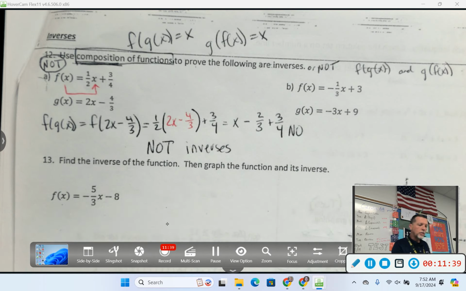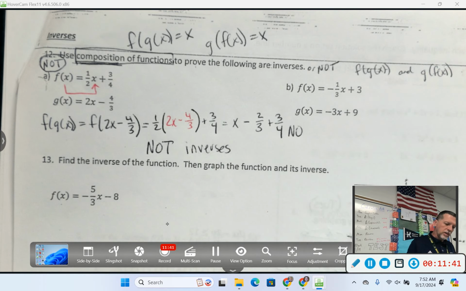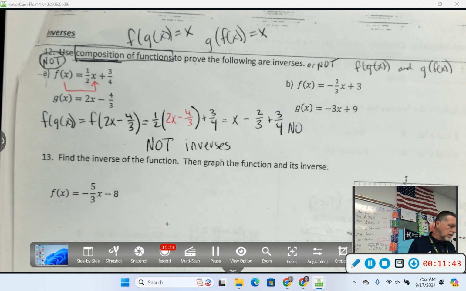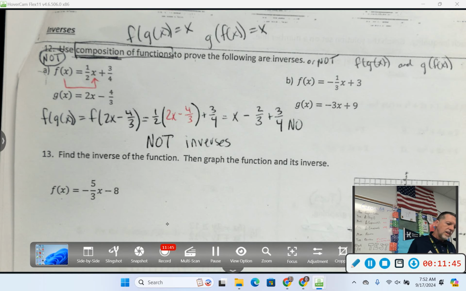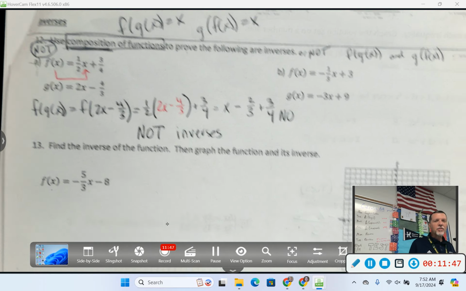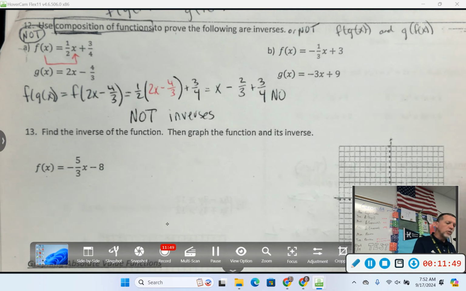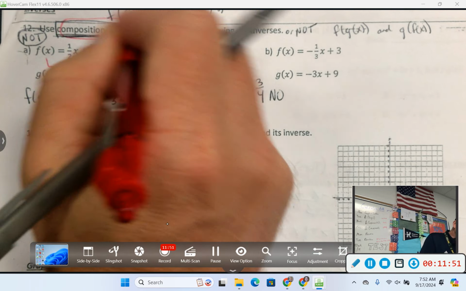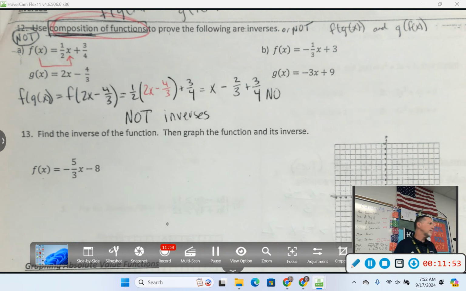Now, 12, you would have to do both, but they both work. I didn't even do that for 12. I just switched the x and y. If you switch the x and y, I'm going to give you half credit because you will determine if they're inverses, but you will not have used composition of functions. If it doesn't say composition of functions, you don't have to do that.